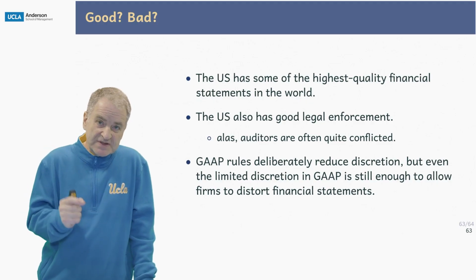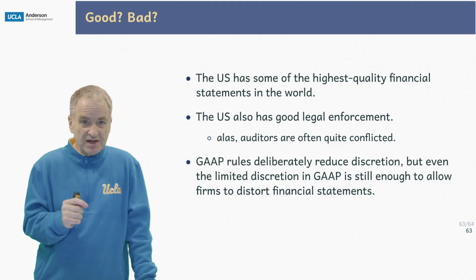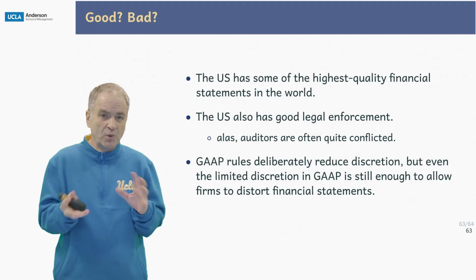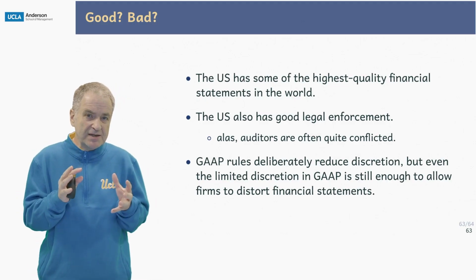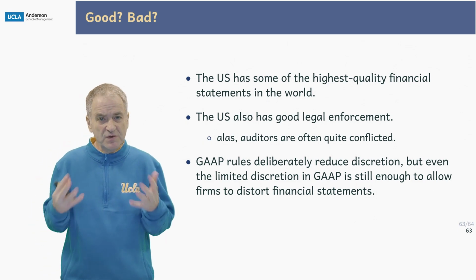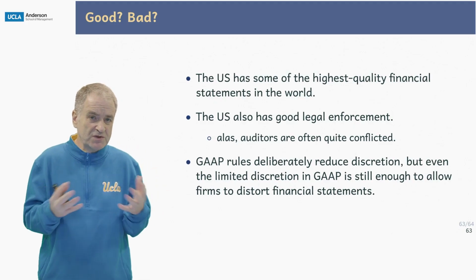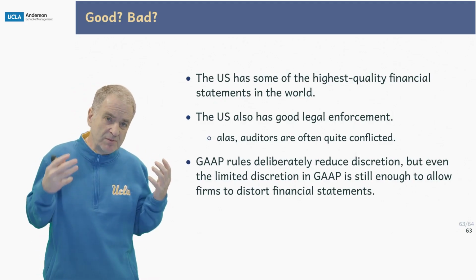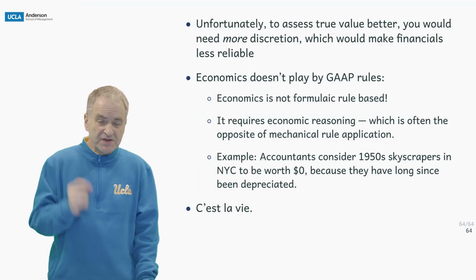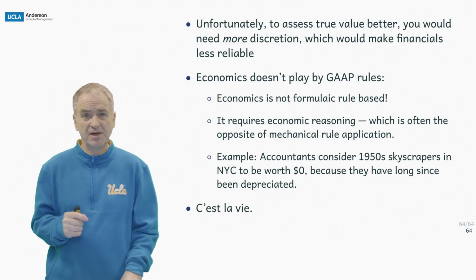The GAAP rules deliberately reduce discretion, but even the limited discretion in GAAP is still enough to allow firms to change their financial statements. And distort is perhaps the wrong word here, because maybe what they're doing is making them more accurate rather than more inaccurate, because a lot of those things really do require judgment. And by choosing your rules, by choosing how conservative you are, you can actually be more accurate rather than less accurate. So many times, to assess the true value better, you need more discretion. That makes the financials less reliable.